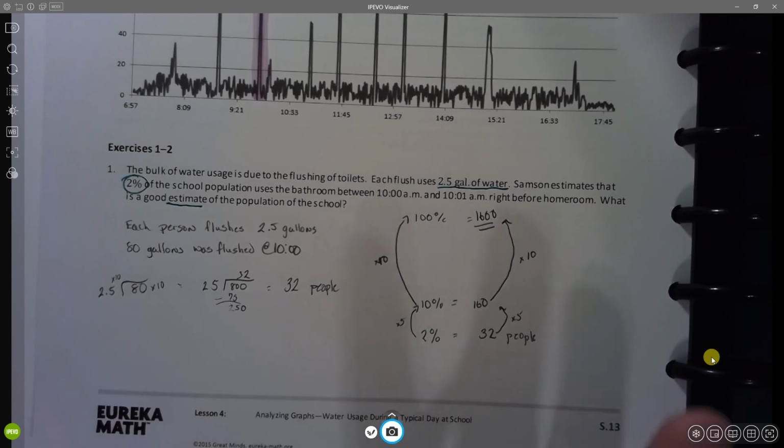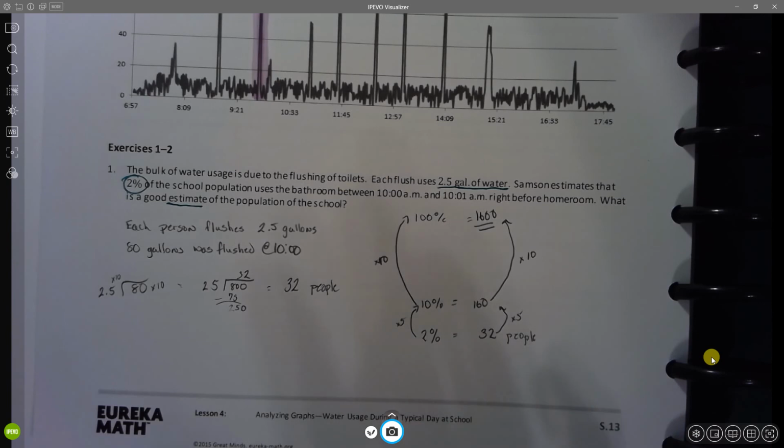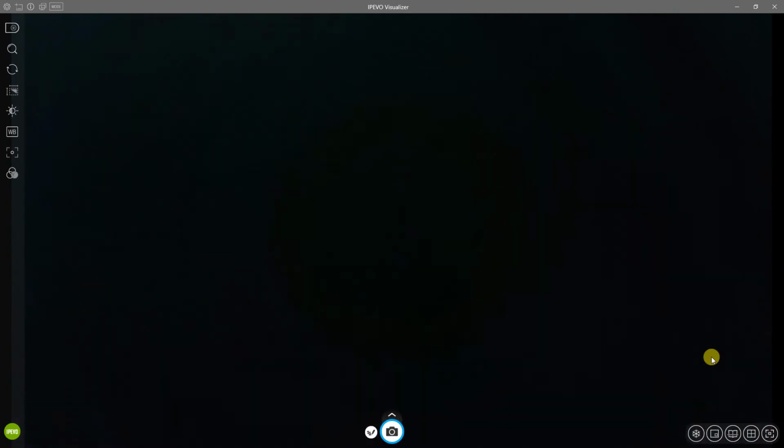I can also show you the proportional relationship method as well, show you how this all works. But for right now, just be happy with the answer being approximately 1,600 people. There are approximately 1,600 people in his school. All right, so continue on.